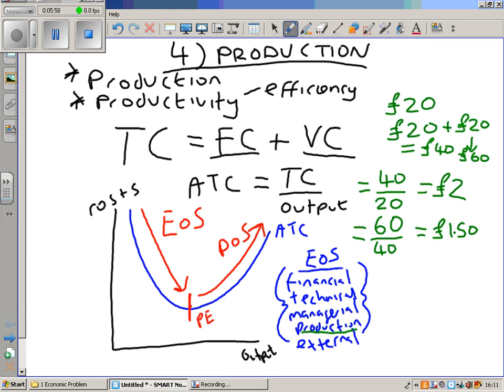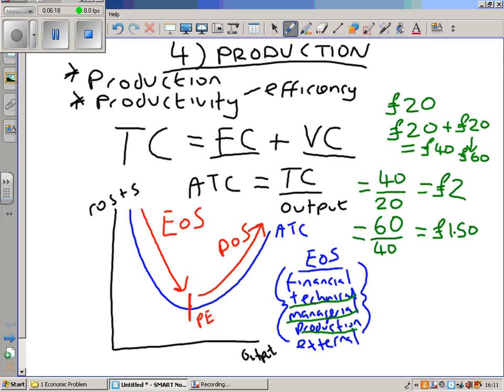Another economy of scale that you should really understand is managerial. Large businesses with big output can employ specialist managers to do things. These managers will be able to devise better ways of doing things. Again, that means they become more efficient, more productive, so their costs again begin to fall.